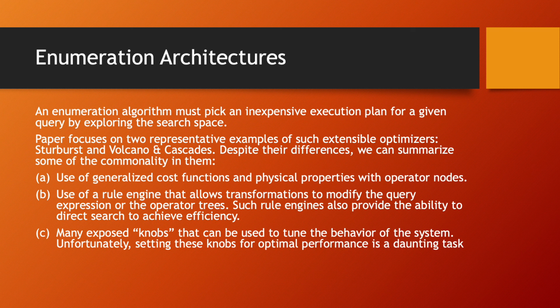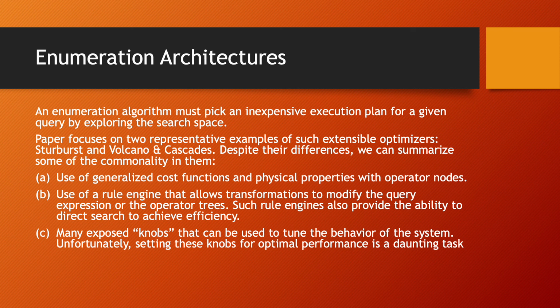An enumeration algorithm must pick an inexpensive execution plan for a given query by exploring the search space. The paper focuses on two representative examples of such extensible optimizers, Starburst and Volcano/Cascades. Despite their differences, we can summarize some of the commonality in them.